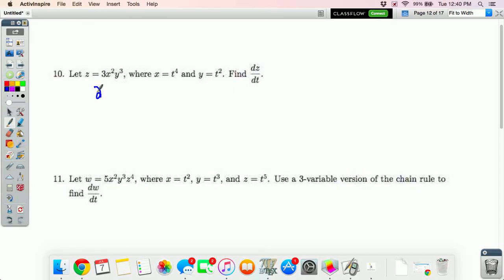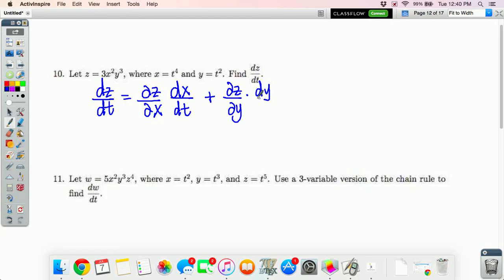So in this case, you're going to have dz dt, again using the same formula. So go through and differentiate everything with respect to x, but don't forget, multiply by the derivative of the inside, and then do the same thing with respect to y, and don't forget to multiply by the derivative of the inside. Now, you can probably imagine how you would extend this formula if there were more variables, because you'll notice it's kind of the same thing over and over again. So when it's saying use a 3-variable version of the chain rule, I'm not asking you to do anything crazy.